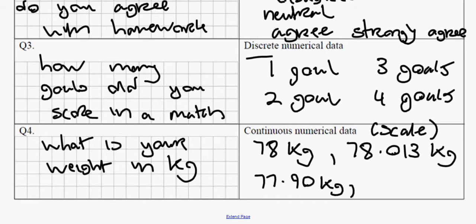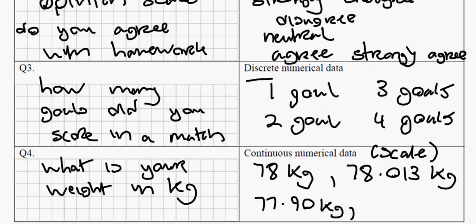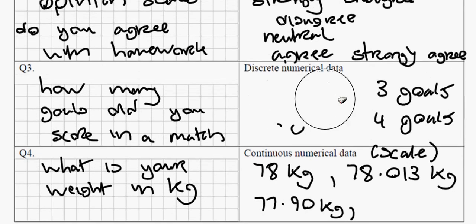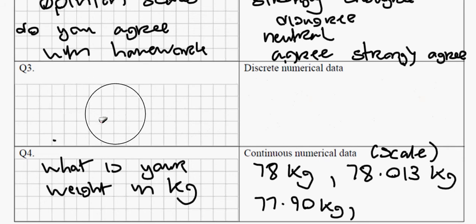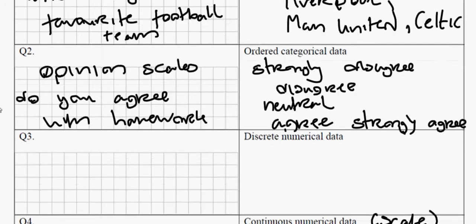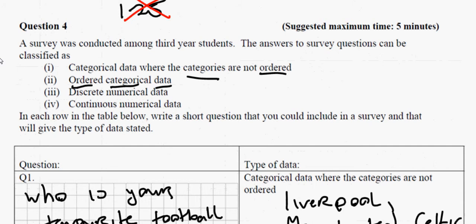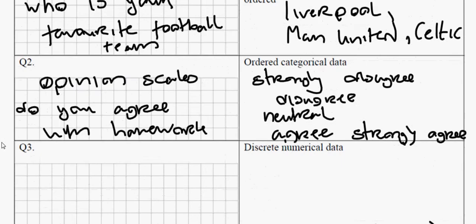Or another discrete numerical data question would be, what marks did you get in the exam? Did you get 9 out of 10, 8 out of 10, 7 out of 10? Okay. Short questions, you could do it and get that type of data. Okay, next question.